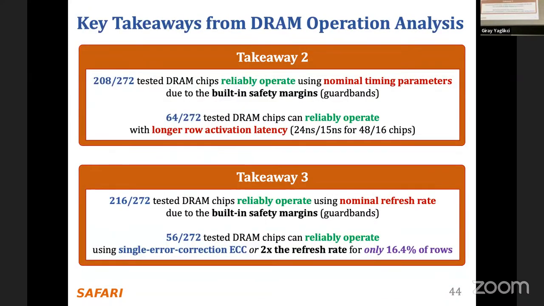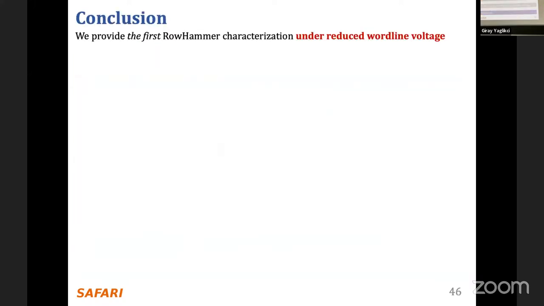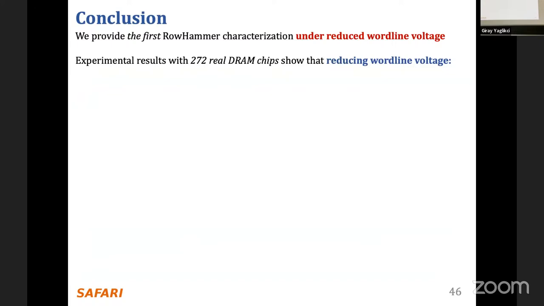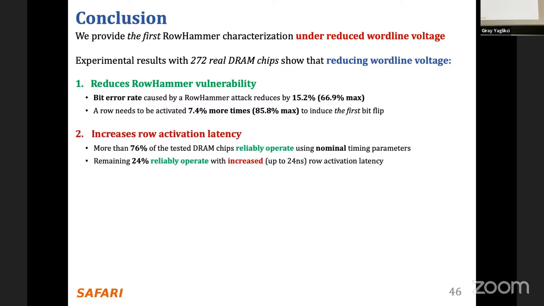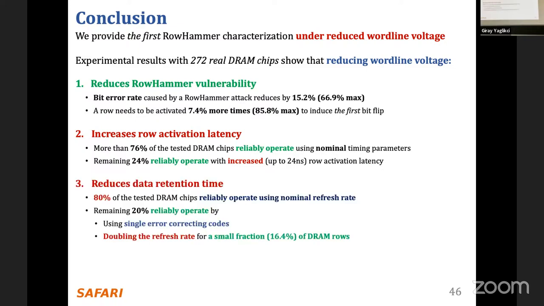Okay. So basically, you can apply single operating code or double the refresh rate for 16.4% of the DRAM rows, and you can get away with that. In conclusion, we provide the first RowHammer characterization under reduced Wordline voltage. We present results from 272 real DRAM chips that show that we can reduce RowHammer vulnerability by reducing Wordline voltage. This comes at the cost of increasing the row activation latency and reducing the data retention time. However, the current nominal numbers and specifications already implement large safety margins, and we can just use those without changing anything in the system, and we will be mostly okay.